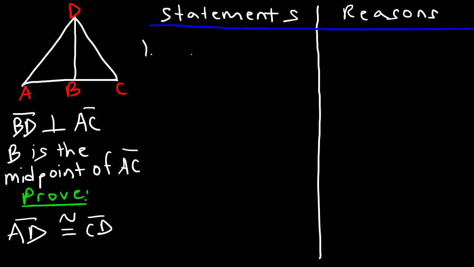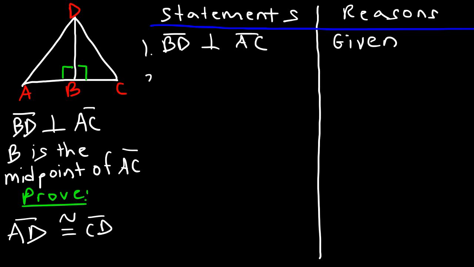So let's start with number 1. We're given that BD is perpendicular to AC. And let's write given. So what conclusions can we draw from that statement? If BD is perpendicular to AC, what do we know? Perpendicular lines form right angles. So that means that ABD is a right angle and DBC is a right angle.